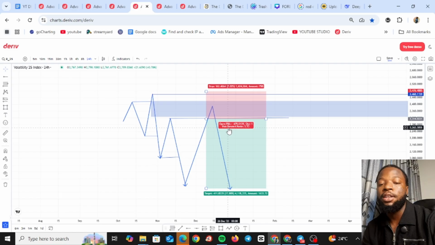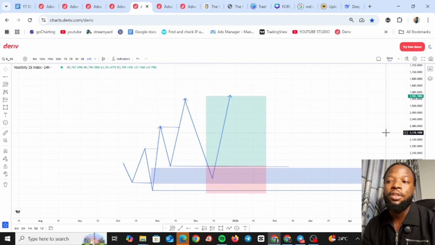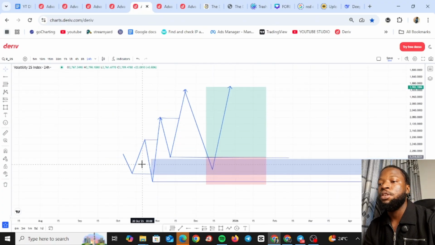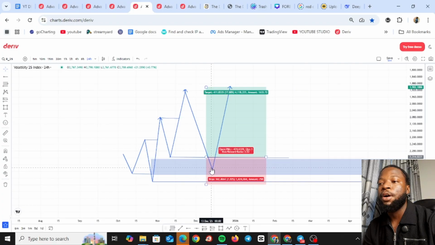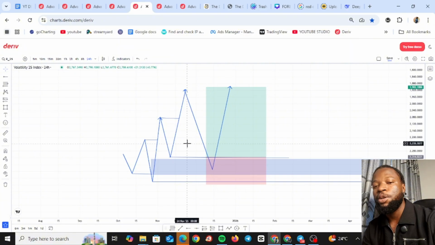Okay, you can apply this with crypto, you can apply this with currency, you can apply it with synthetic, and this works like magic. Okay, and the same thing you do when you want to sell is the same thing you do when you want to buy. This is our first sweep of liquidity, second break of structure, price retraces back 50%, gives us another break of structure. And then price came back to take out the newly created liquidity and continue to the opposite direction. So this is the same thing you do for buy, the same thing you do when you want to sell.